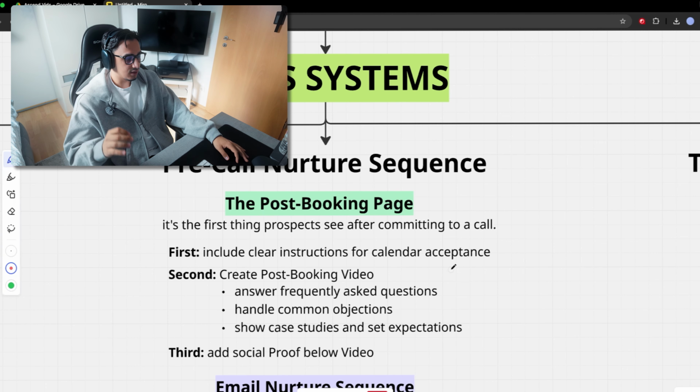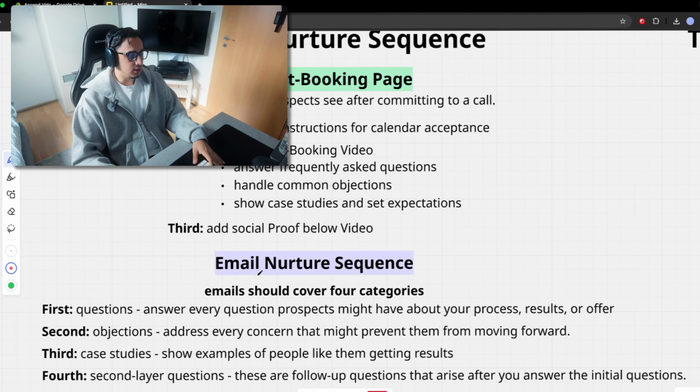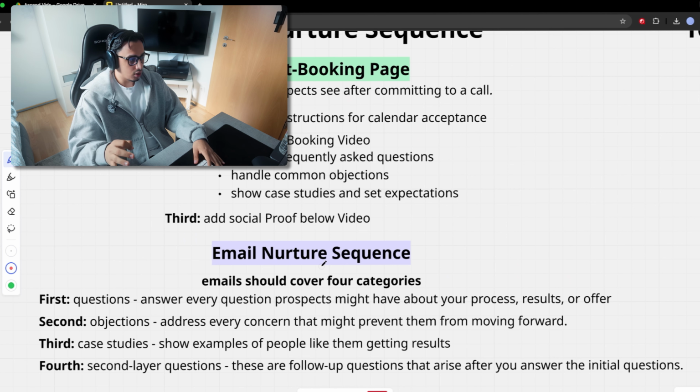Second, you need to create a post-booking video. You need to answer frequently asked questions, handle common objections, show case studies, and set expectations. And then below the video, you add social proof, for example, client testimonials and client transformations. And after that, it's an email nurture sequence. After they book a call, they need to get added to the email nurture sequence.